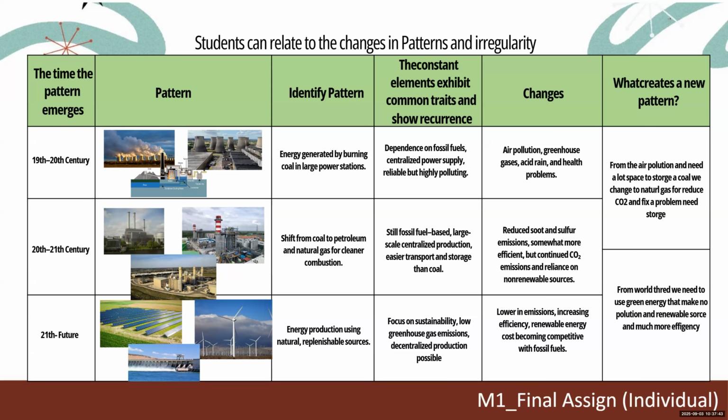So what needs to change from pattern A to B is reduce the CO2 and storage. And from pattern B to C is we need to save our world so we don't make any CO2 and more green energy and sustainability. That's all.